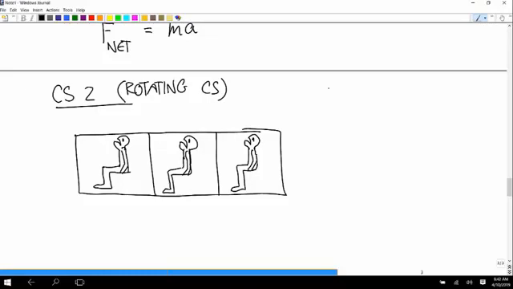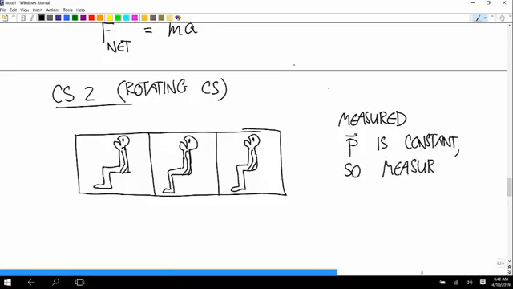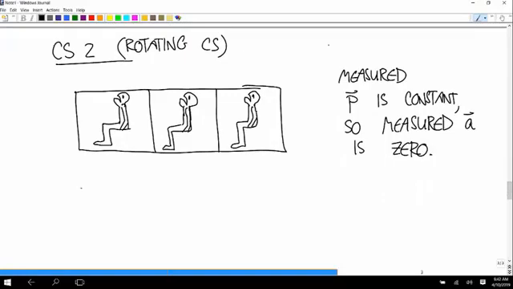Okay, so the position vector, the measured position vector is constant. So the measured acceleration vector is 0. The force sensors still measure forces.